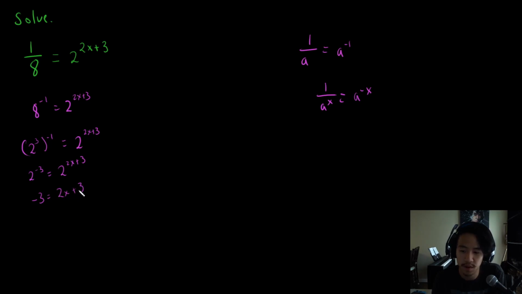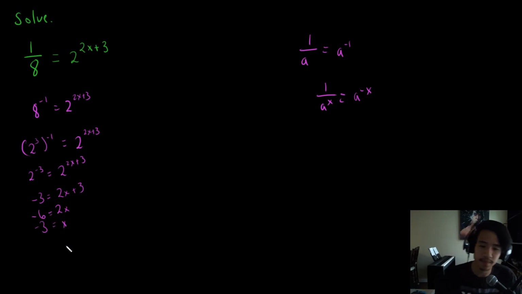And now we just have to solve for x. So let's go ahead and subtract 3 on both sides. Get negative 6 equals 2x. Divide by 2 on both sides. You get x is equal to negative 3, sorry. So that's our second example.